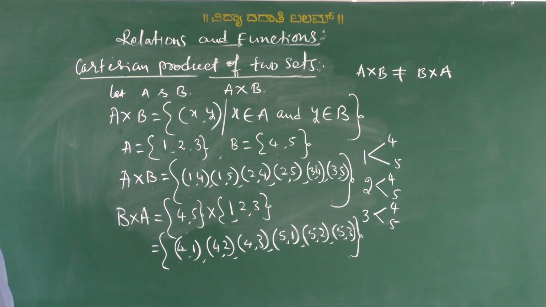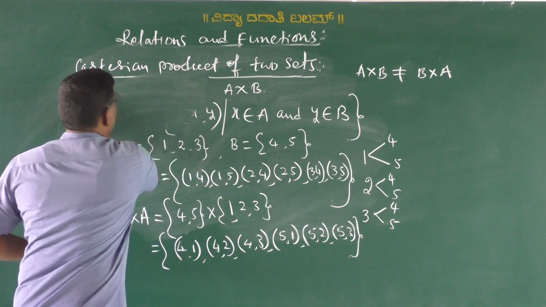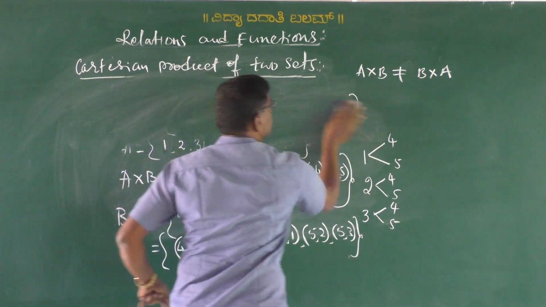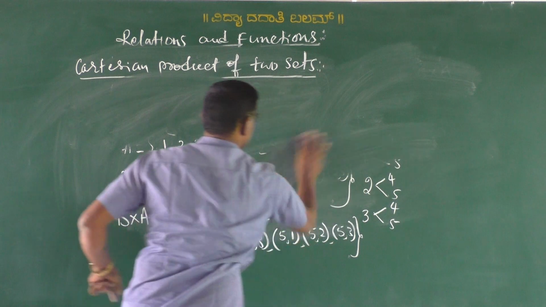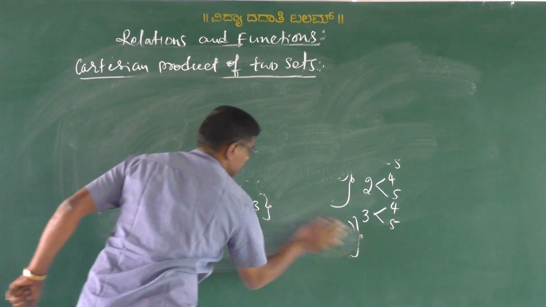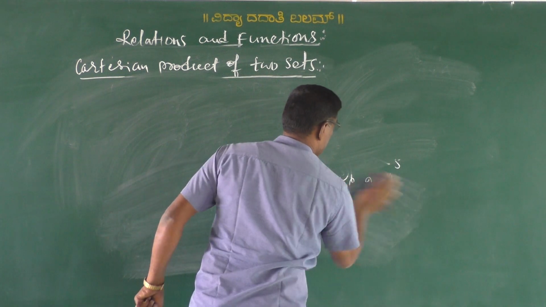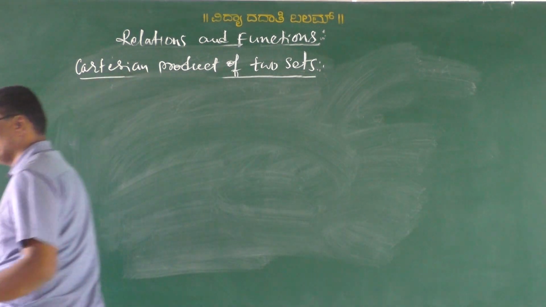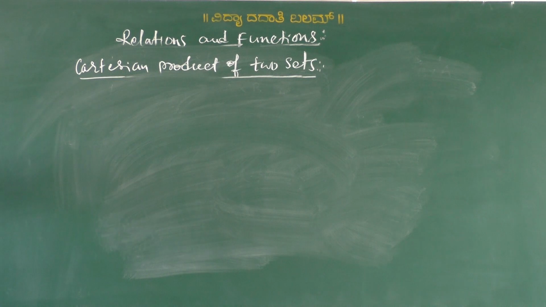Okay, a number of examples can be given for finding A cross B or B cross A.